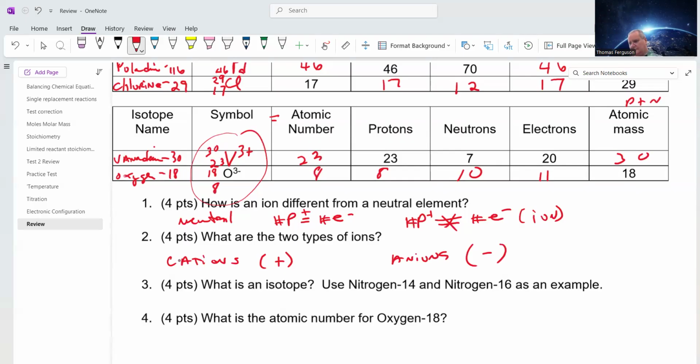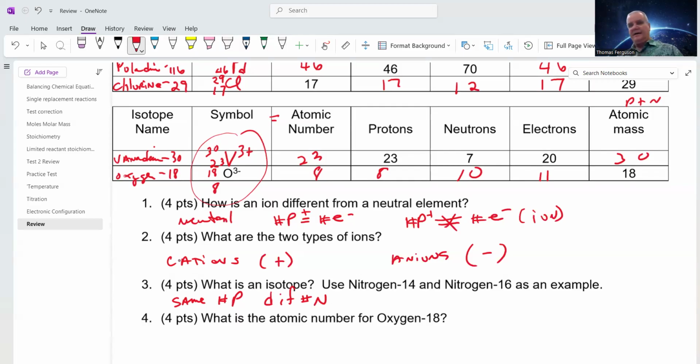What's an isotope? Same number of protons, different number of neutrons. Because if you change the protons, you change the element. So the protons have to be the same. What's different is the neutrons, and that means the mass of the isotope is going to be different as well, because those neutrons are adding mass.